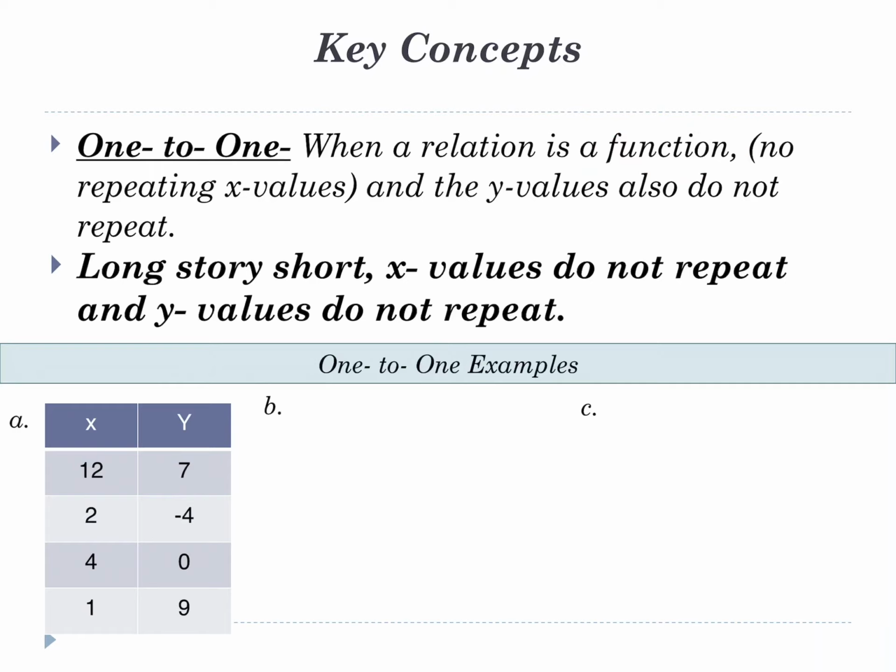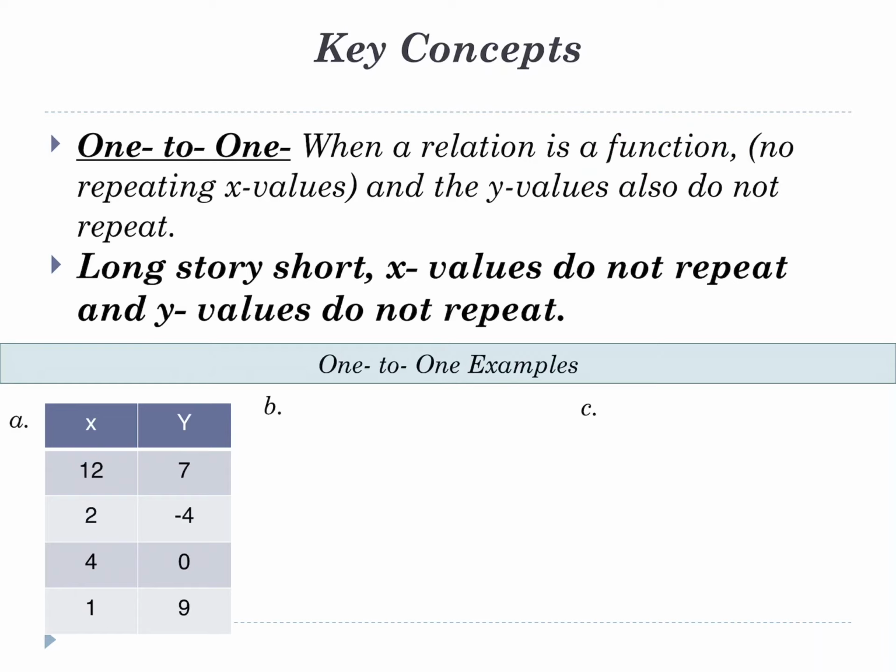Okay, so if we look at this table of values on the bottom, this is the same one from before, we already identified that it was a function because none of the x values repeated. Now, once it's a function, we can check the y values. So if we look, 7, -4, 0, and 9, those also do not repeat. And that means that it's one-to-one. So it's a function and one-to-one.